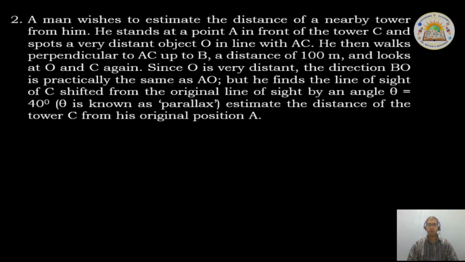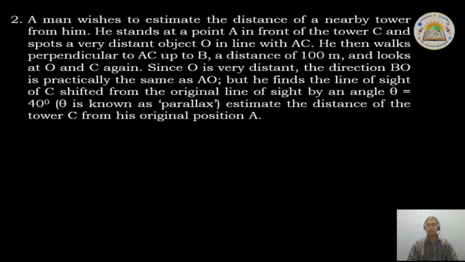So moving on to the next question. It states that a man wishes to estimate the distance of a nearby tower from him. He stands at point A in front of the tower C and spots a very distant object O in line with AC. He then walks perpendicular to AC up to B, a distance of 100 meters, and looks at O and C again. Since O is very distant, the direction BO is practically the same as AO.